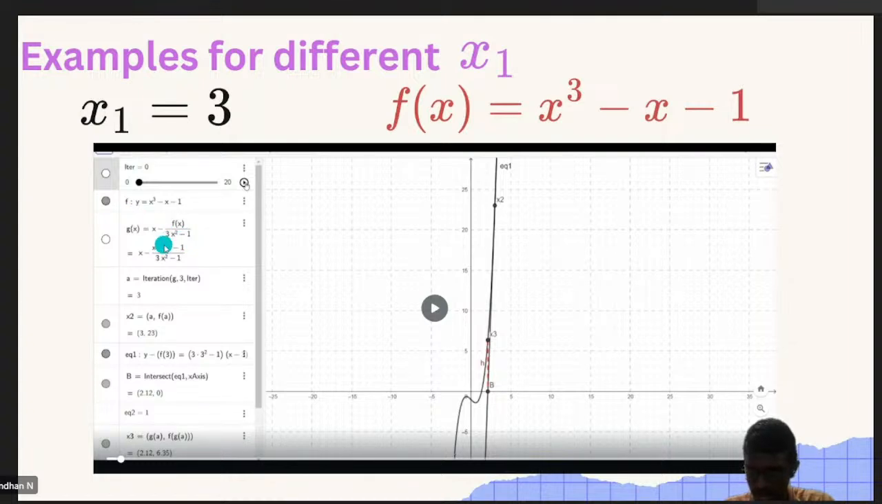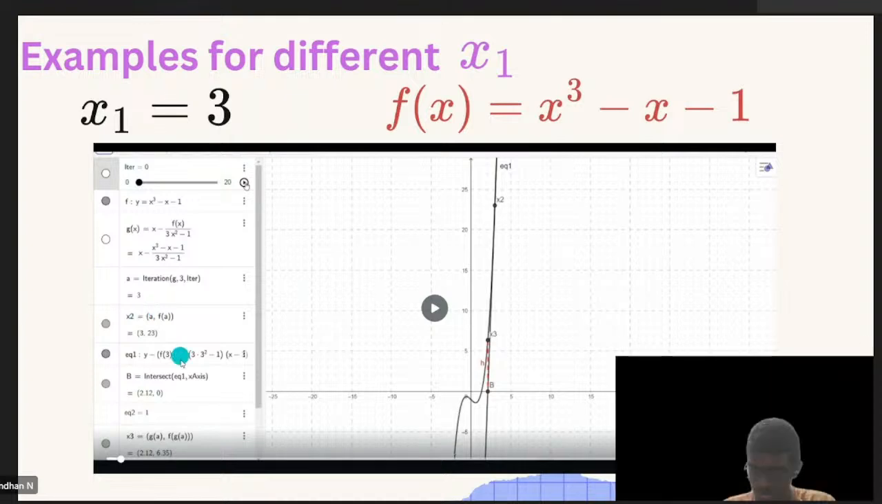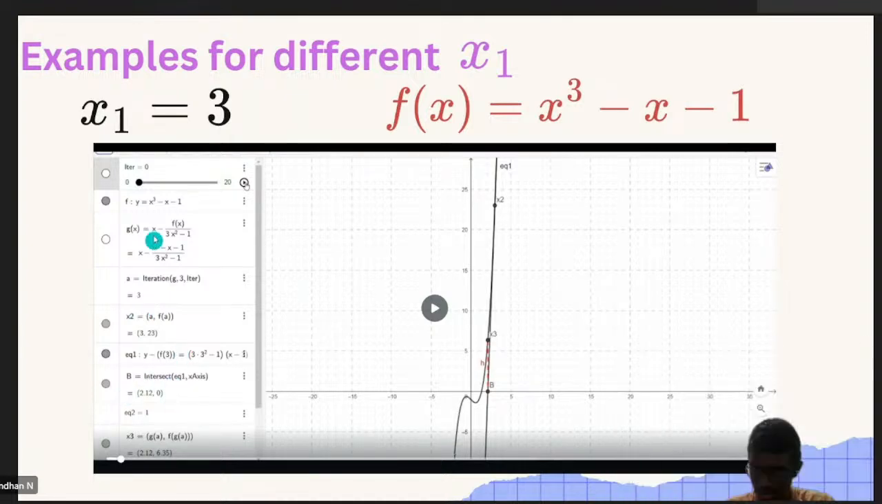This is what we do: x minus f of x divided by 3x squared minus 1, which is the derivative here. You can simply differentiate it, right? x cubed gives 3x squared, minus x gives minus 1, minus 1 of course has derivative 0. So this is what the formula is. And this point is our current point, this is the intersection point, and this is the number of iterations.